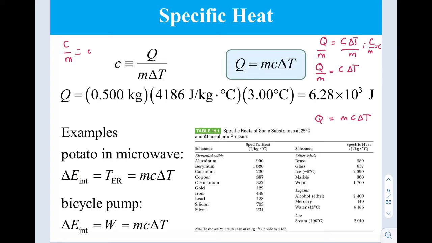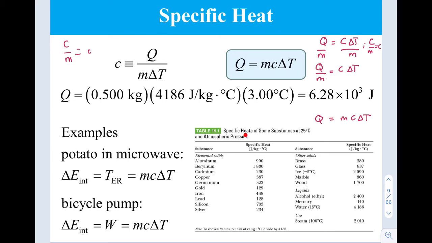There is a change in internal energy in terms of transfer of electromagnetic radiation coming from the microwave, which causes the rise of temperature, which means the potato is being baked by receiving the Q, which is equivalent to MC delta T. And then the next example is the bicycle pump. So what will happen? There is a change in internal energy of our system when we use the bicycle pump. By what? By the work done on the pump, causing the heat being received by the pump, which is in terms of MC delta T.